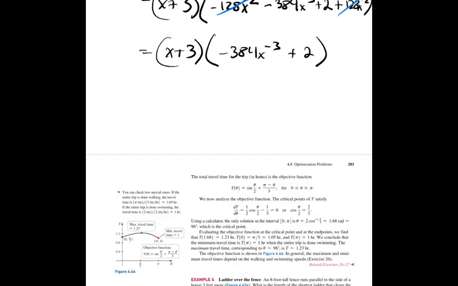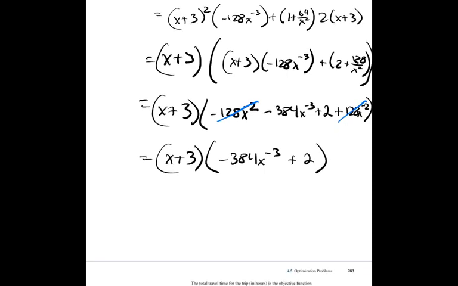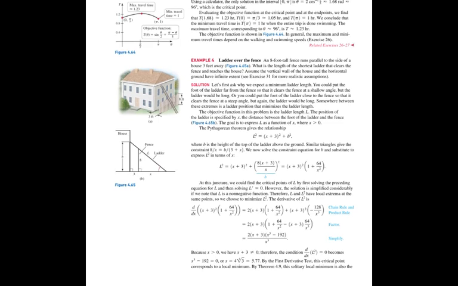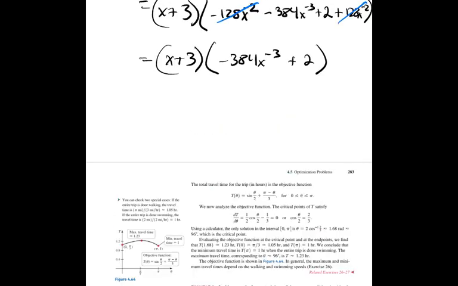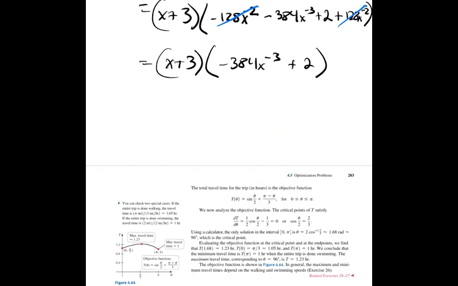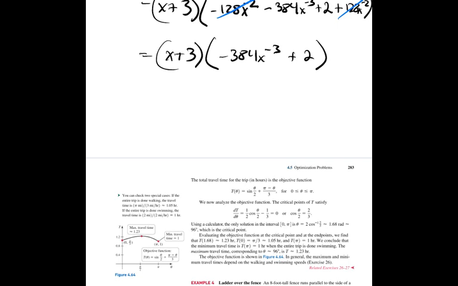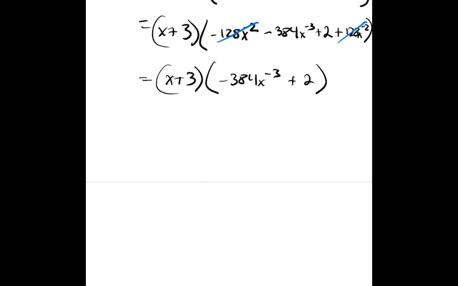Did we take the derivative? Yeah. Okay, let me distribute and see if I can get to where they are. So if we FOIL, first and first, think about it. First times first. I feel like this is going to get worse and worse. So this times that and that times that. This times that is going to give us a negative 384 over x squared.